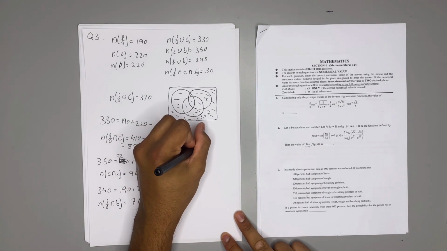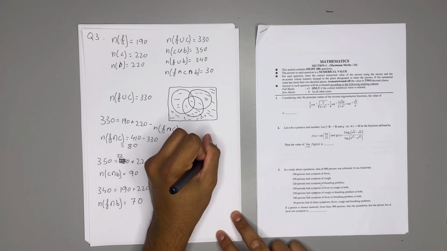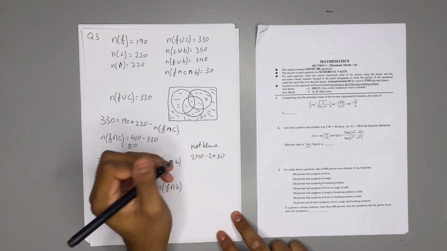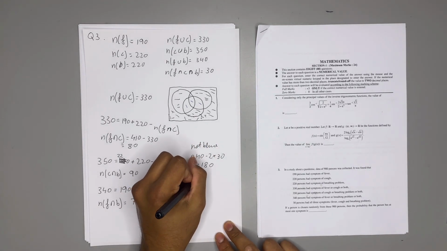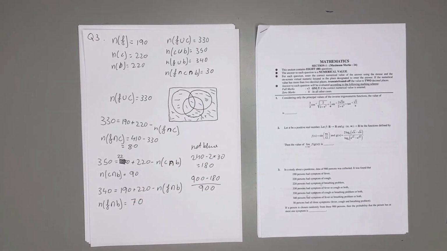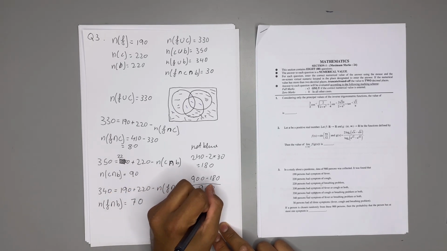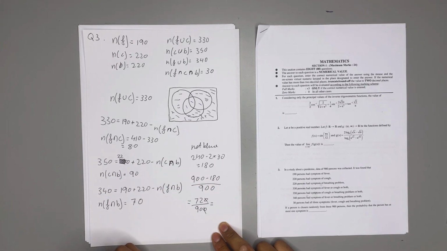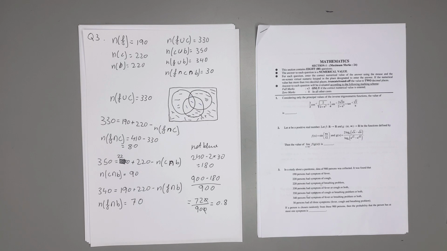Now, the total with exactly two symptoms or more is going to be 240 minus 2 multiplied by 30. 30 is all inclusive, which is going to be 180. Therefore, finding the probability we have is 900 minus 180 all upon 900. This gives me 720 all upon 900. Further putting in the calculator, we should get 0.8 as our final answer.